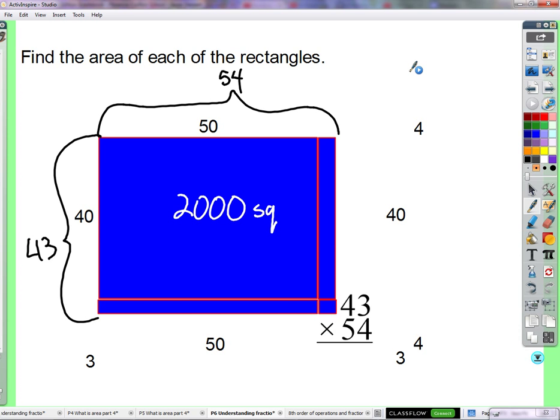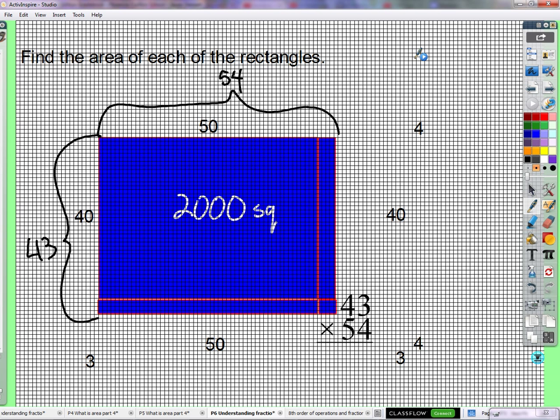Whether we have 54, all along here, there are 54 units. Let's call them all inches, 54 inches. 54 what? 54 stacks of how many? 43 squares. 54 43s, or we have 43 rows of 54. Same thing.